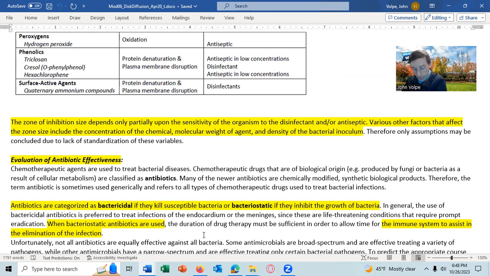I guess the bad news is if you were to give an antibiotic that was bacteriostatic and the patient had a poor immune system or no immune system, once the antibiotic would be stopped being given, the bacterial infection would come back and would grow again, causing the infection again. Any question about any of that?